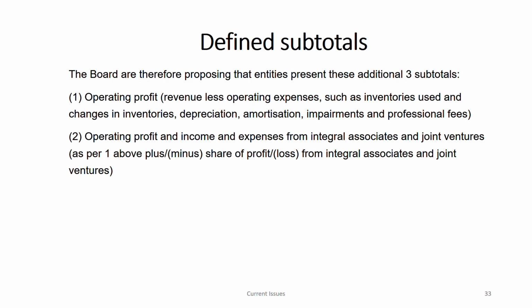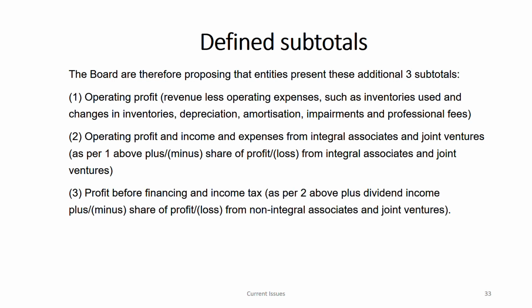The second subtotal you need to present after operating profit is operating profit and income and expenses. Okay, this order should be followed. After operating profit, if any income and expenses are there from integral associates and joint ventures. What are integral associates and joint ventures? We'll be covering it shortly, in a few minutes, so wait for it, because there are two: one is integral, one is non-integral associates and joint ventures. So from operating profit, you add or you subtract. If it's a profit, you add. If it's a loss, you subtract. But it should be integral associates and joint ventures. Third, profit before financing and income tax.